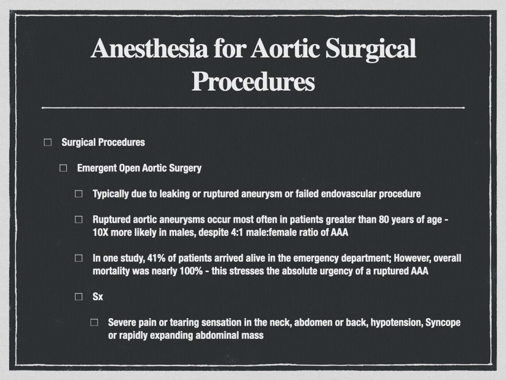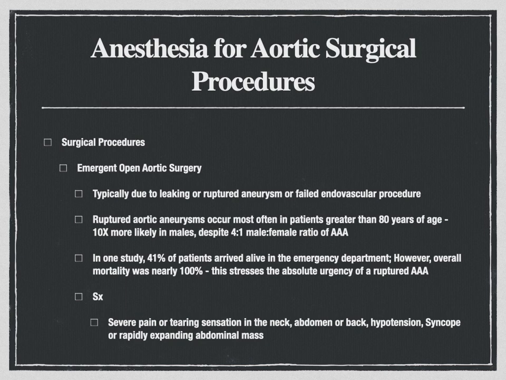With emergent open aortic surgery, it's typically due to leaking or ruptured aneurysms or failed endovascular procedures. The ruptured aortic aneurysms occur most often in patients greater than 80 years of age. It's 10 times more likely in males, despite a 4-to-1 male to female ratio of having a AAA. In one study, 41% of patients arrived alive in the emergency department. However, overall mortality was nearly 100%. This stresses the absolute urgency of a ruptured AAA.